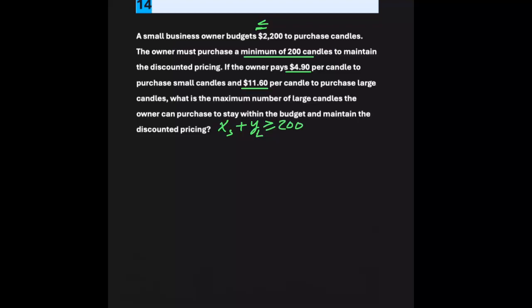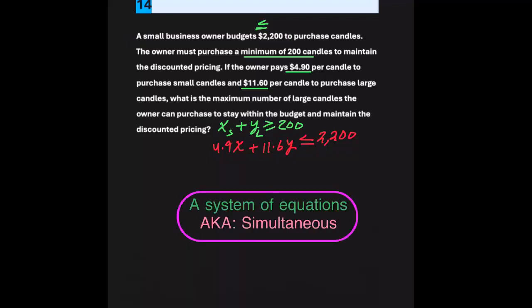Okay, the second equation, we have a cost. So the cost of small candles is $4.9 times the quantity of the small candles, which is X, plus the cost of the large candles, which is 11.6 times Y, which is the large candles. And that must be equal or less than $2,200. That's the budget of the small business owner. Okay, so we have two equations, and it's a system of equations, simultaneous equations.